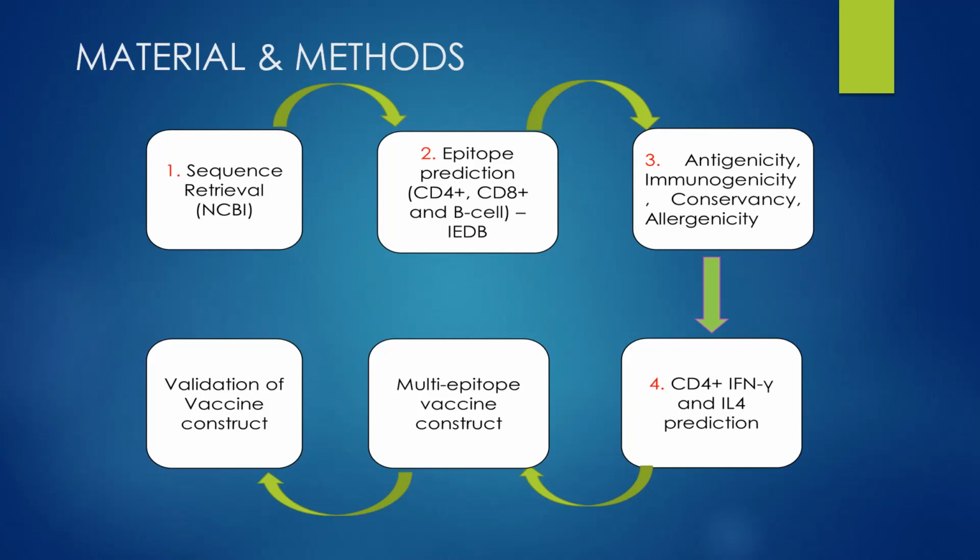Now, to confirm whether the predicted T cell epitopes were antigenic, 100% conserved, immunogenic, or could not cause any allergic reaction, the predicted epitopes were assessed for antigenicity, immunogenicity, conservancy, and allergenicity. CD4 epitopes were further assessed for interferon gamma and interleukin-inducing properties. After these analyses, the epitopes found to exhibit these properties were regarded as our final predicted epitopes, which were then used to design our multi-epitope vaccine construct, which further underwent a series of validation analyses.